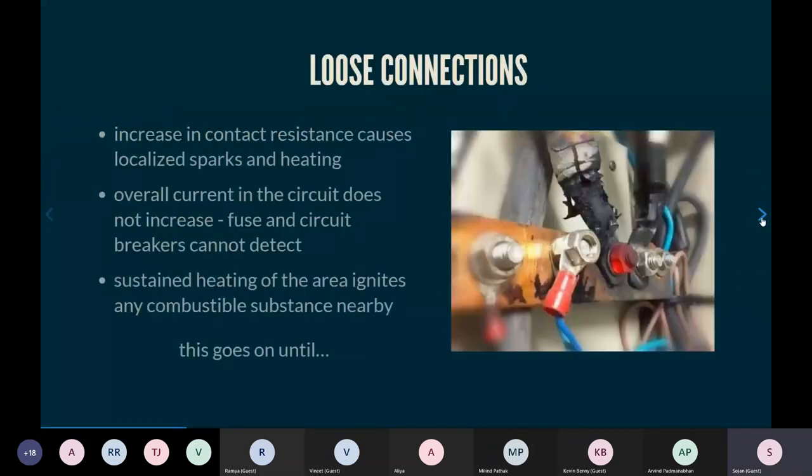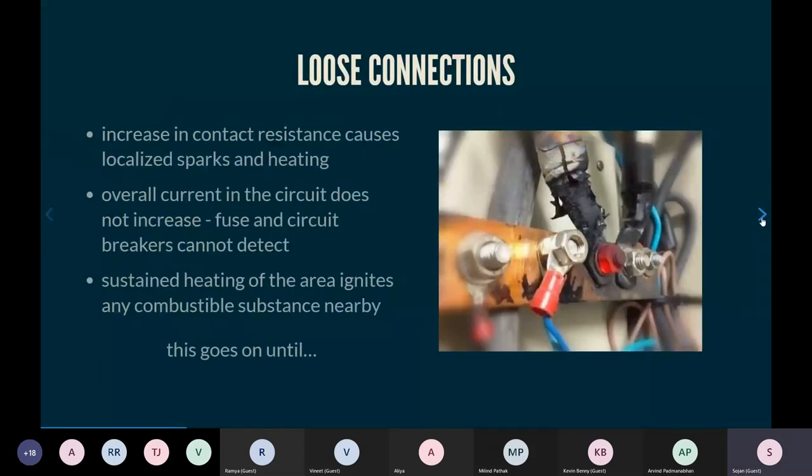On the other hand, loose connections. What happens in a loose connection? Typically when you have a contact that is loose, you'll have an increase in the contact resistance there. There will be localized sparks, localized heating. But the dangerous thing is that the overall current in the circuit does not increase. So you have a fuse, you have a circuit breaker, all those guys say everything is fine. But this area gets heated up, and suddenly the temperature goes beyond a point and anything combustible nearby is going to catch fire. So I found this picture, a very nice example on the internet.